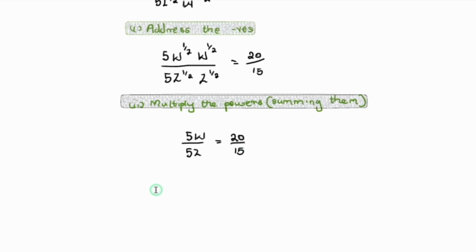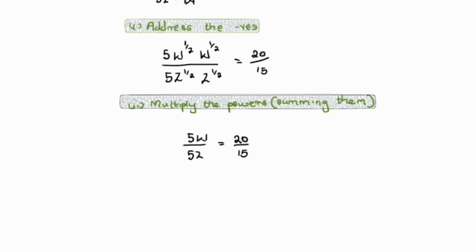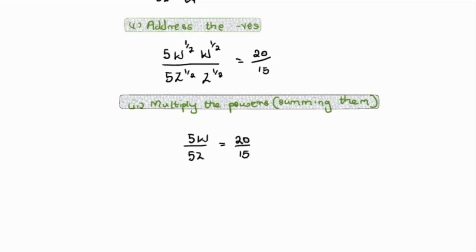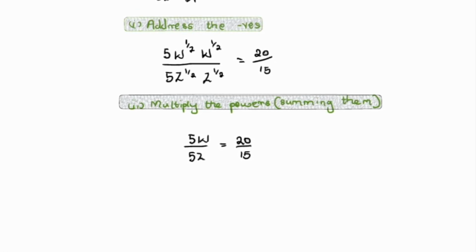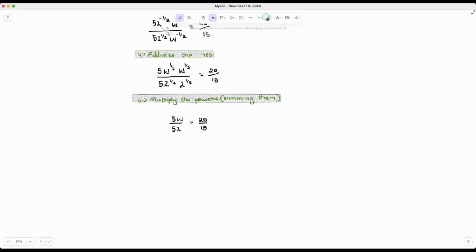So we have that now. We have simplified what originally looked like a very scary equation, and now we only have 5w over 5z is equals to 20 over 15. So now this is just a simple algebraic equation that we need to solve for. And now, depending on how you'd like to go about it, it's up to you. A low-hanging fruit I can see is just to get rid of the 5s.